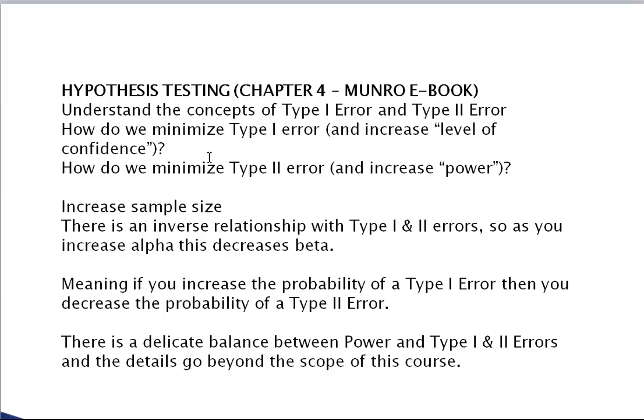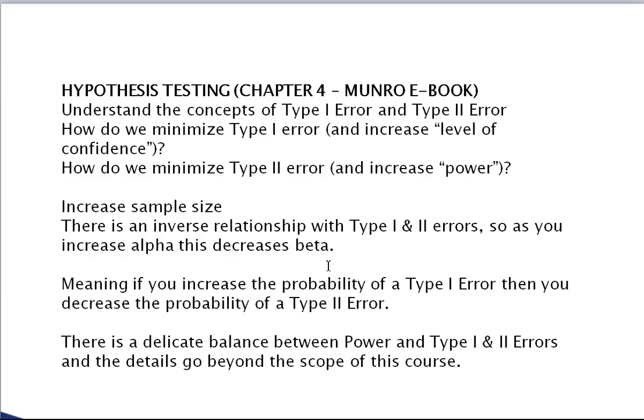Okay, and then understanding the concepts of type 1 and type 2 errors and how we minimize the type 1 error and type 2 errors. So here, increasing sample size. The better your sample, the closer you are going to be to matching the population and making correct conclusive statements about the population. So definitely increasing sample size is typically always a good thing to do.